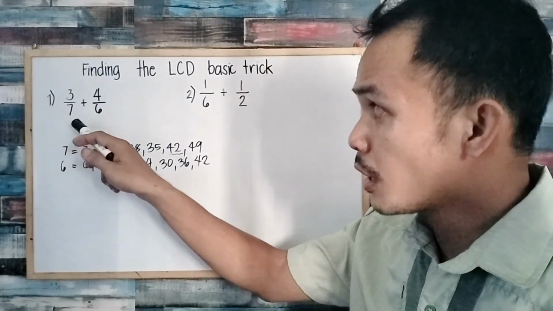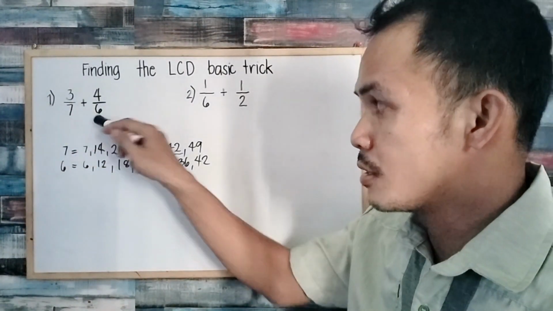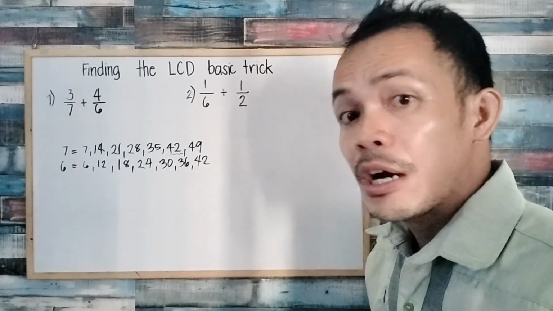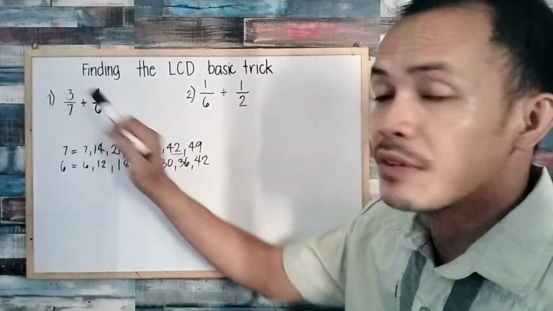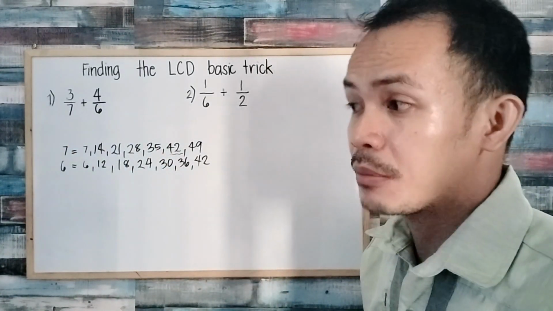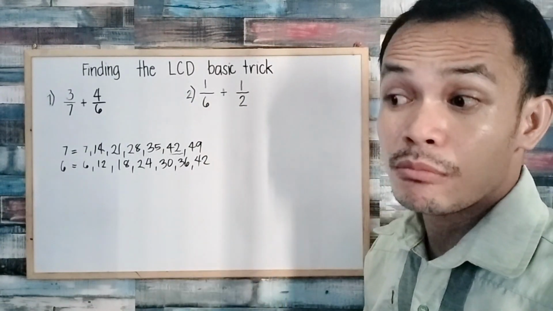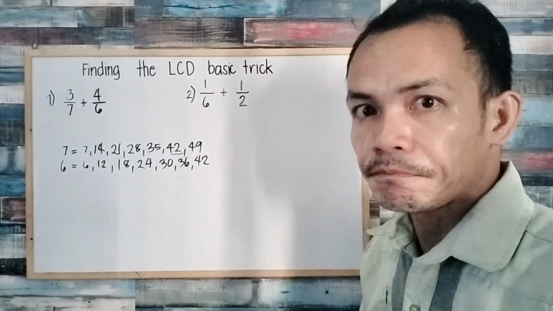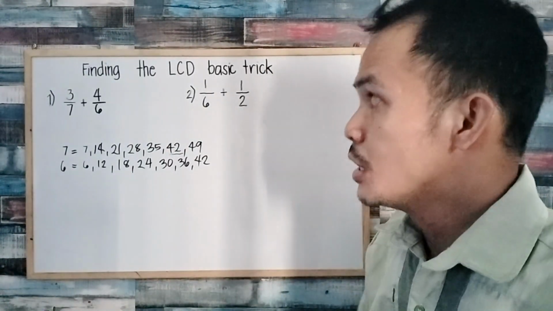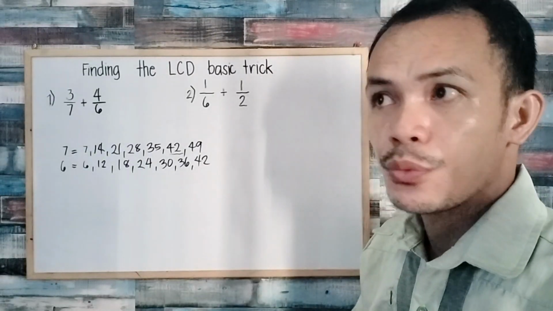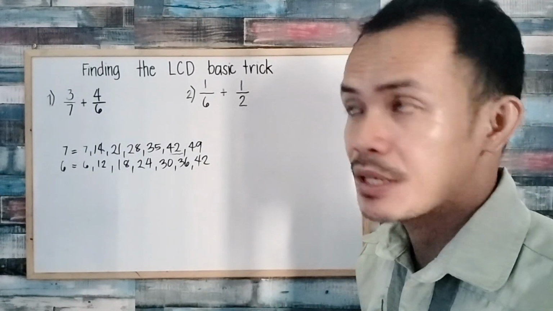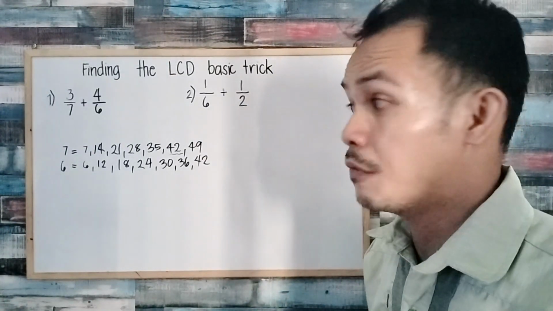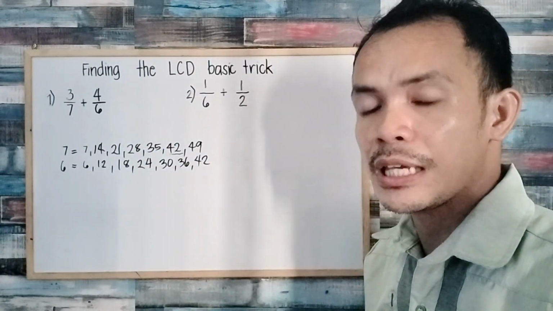Now, let's look at the two denominators here, which are 7 and 6. Is there any one of the denominators that is a prime? So let's check. 7. Yes, 7 is a prime number. When we say prime number, it is a number that has only two factors, which are the number itself and 1. So 7 has only two factors: 1 times 7. There are no other numbers aside from 1 and 7 that can be factors of 7. So 7 is definitely a prime number.